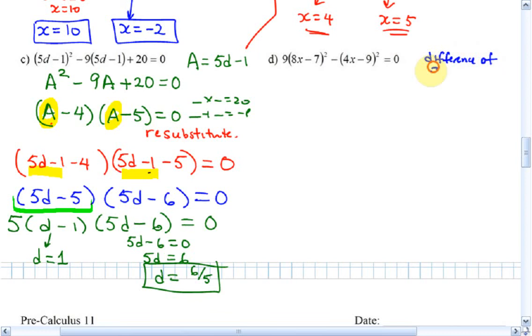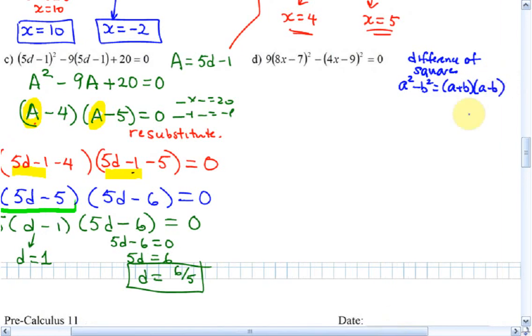Okay. So whenever you see that there are two terms with a minus sign, hint, hint, hint, it's a difference of squares. Okay. Difference of squares once again. A squared minus b squared equals a plus b, a minus b. Okay? Now, here's the dilemma or the hard part about this one. What is A and what is B? You have to find those out.